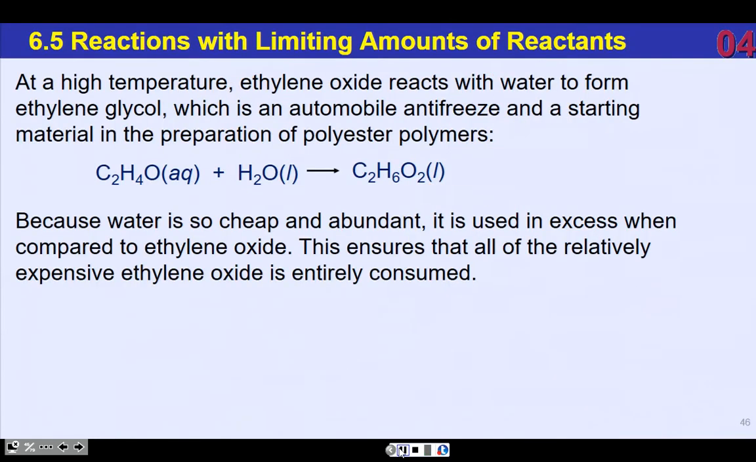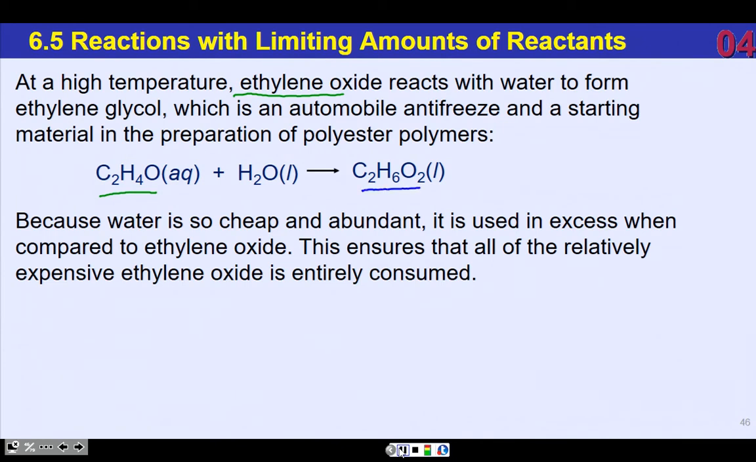There they are. Okay, let's look at another example. A reaction that's interesting if you're thinking about how polymers are made from things like polyester type things. Ethylene oxide is this first compound here, shown with C2H4O, reacting with water to make another compound called ethylene glycol.